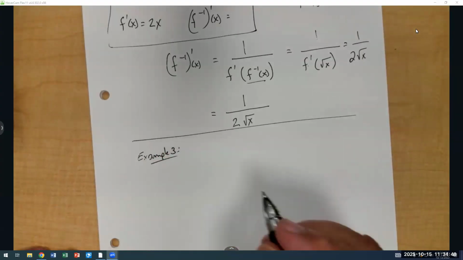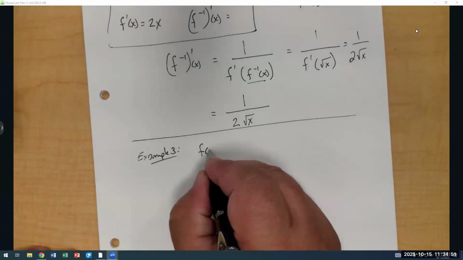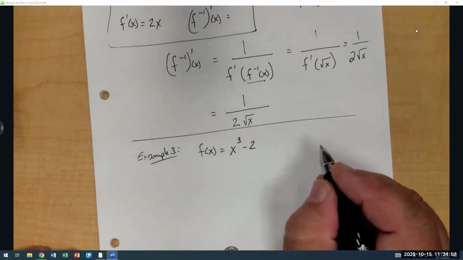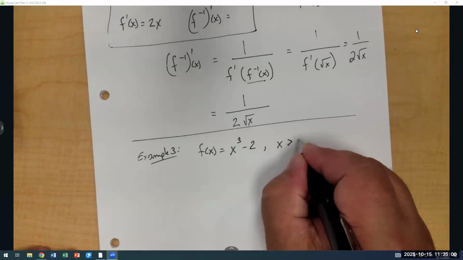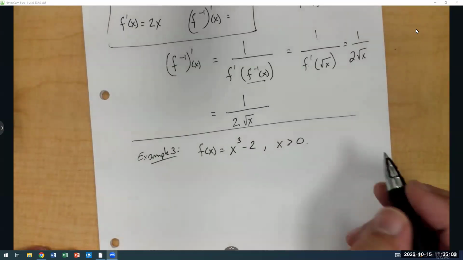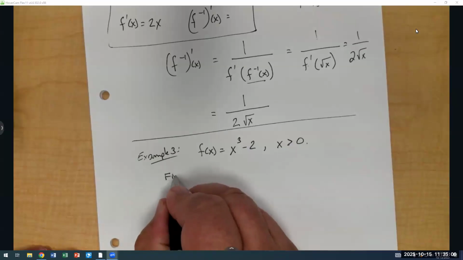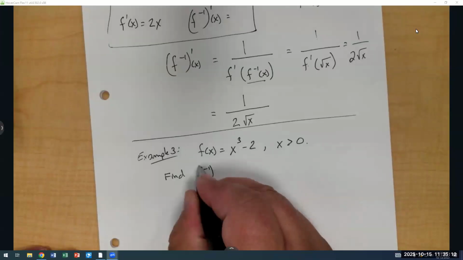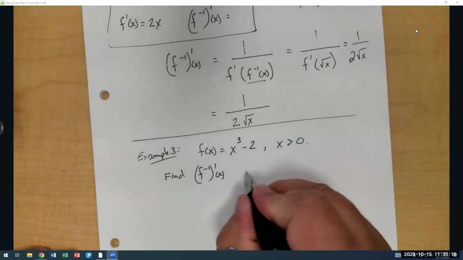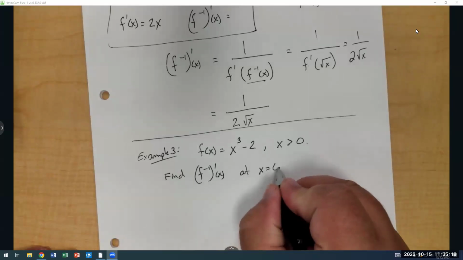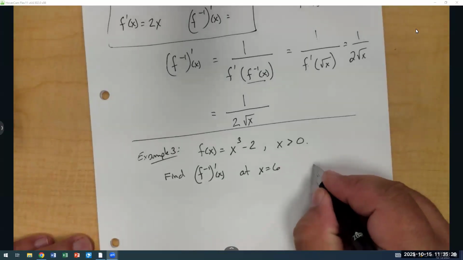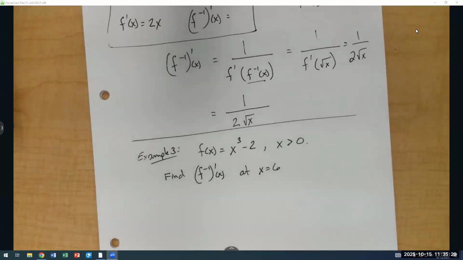Example 3. f of x is equal to x cubed minus 2 for all x's greater than 0. Find the derivative of our inverse at x equals 6. We'll find it two ways, with and without the formula.